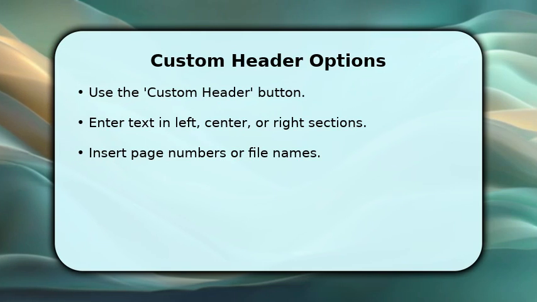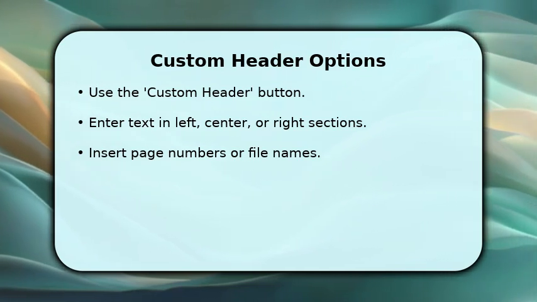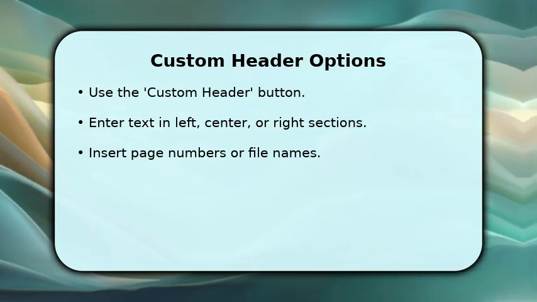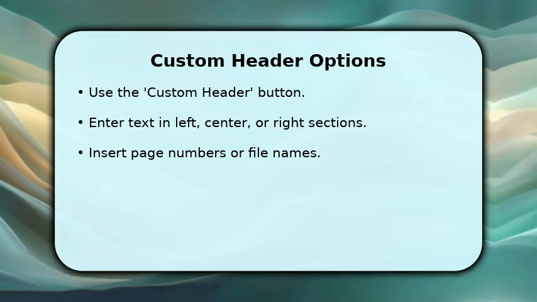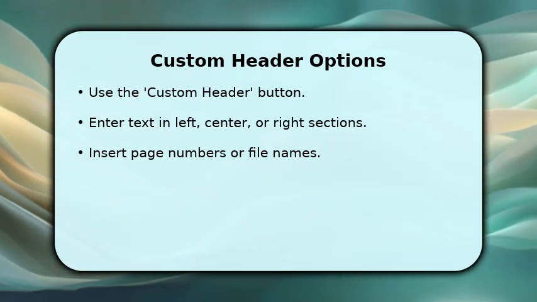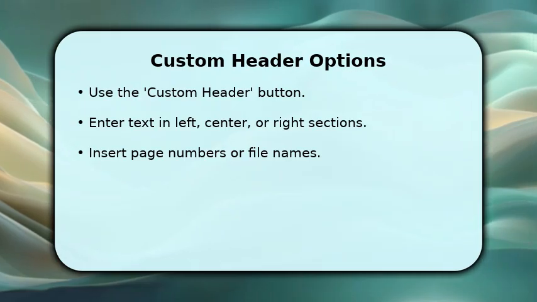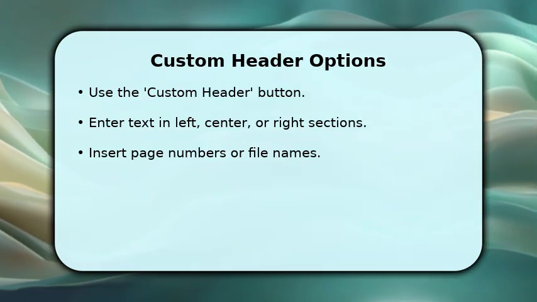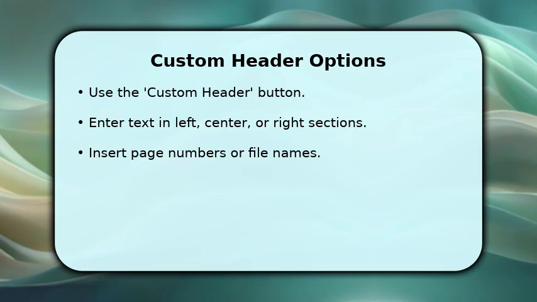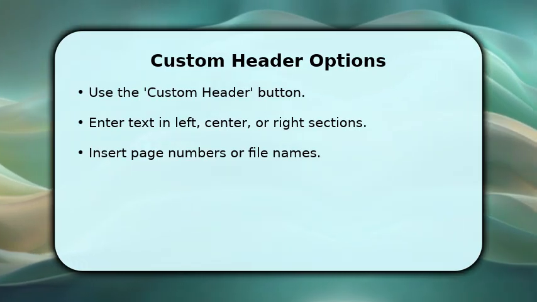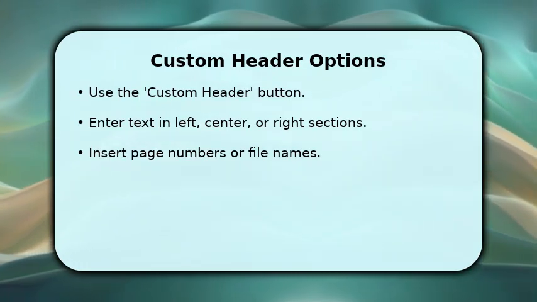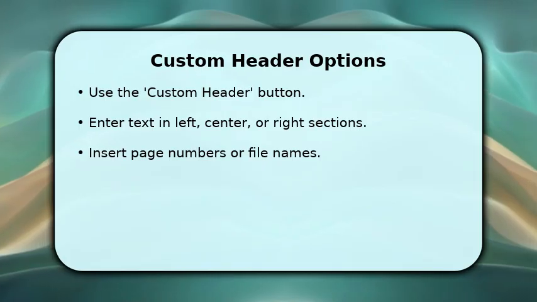Once in the Header/Footer tab, click the Custom Header button. This opens a new window with 3 sections: left, center, and right. You can type any text directly into these boxes. Additionally, you can use the provided buttons to insert dynamic elements like the page number, total pages, current date, file path, or even a picture. This gives you great flexibility.